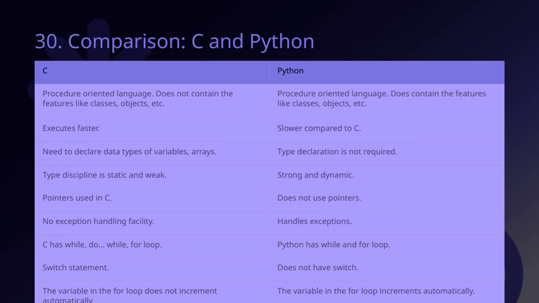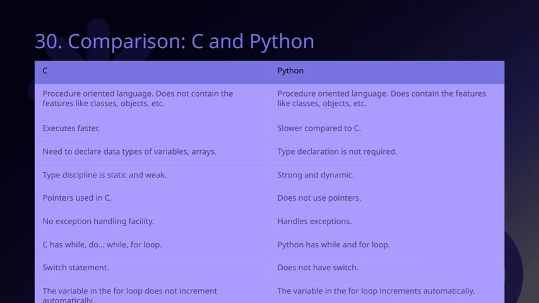When it comes to execution speed, C generally runs faster than Python because it is a lower-level language that compiles directly to machine code. Python, being an interpreted language, tends to be slower in comparison. In C, you need to declare data types for variables and arrays explicitly, which enforces type discipline but requires more upfront planning. Python, however, doesn't require explicit type declarations. It uses dynamic typing, which makes coding more flexible and quicker to write.